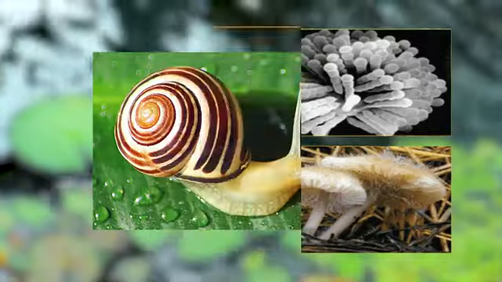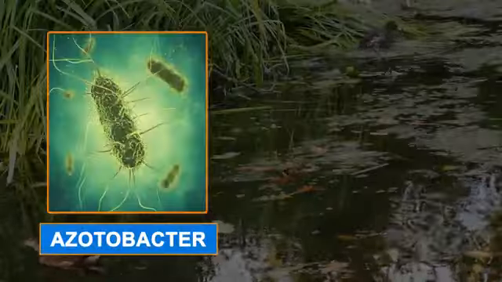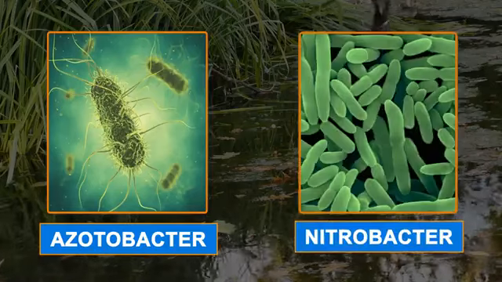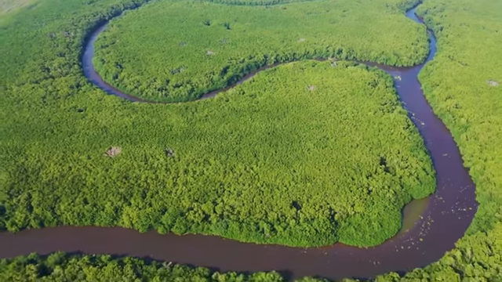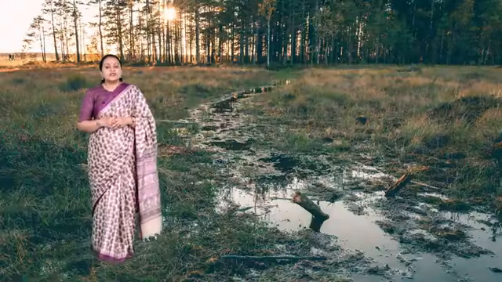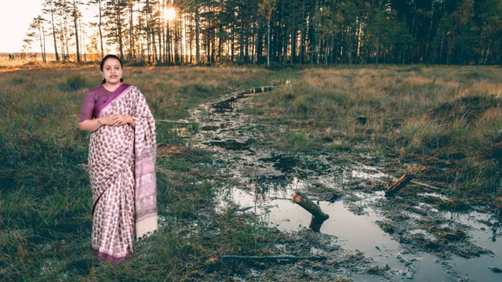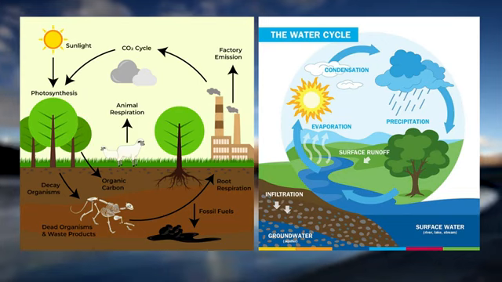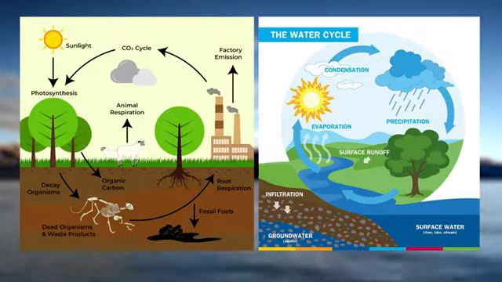Wetlands contain various life forms, species such as fungi, snails and microorganisms like Azotobacter and Nitrobacter decompose the complex forms of nutrients into simpler ones. These simpler forms are then used for sustenance by a diversity of life. Thus, wetlands play an important role in nutrient and water cycling.